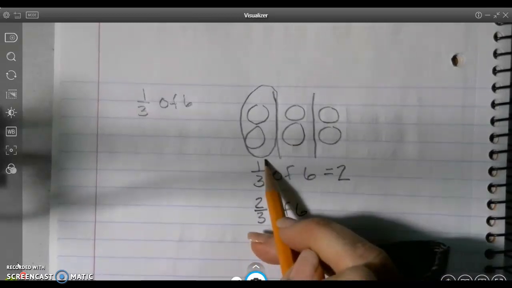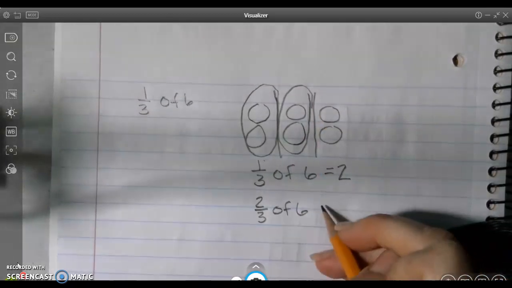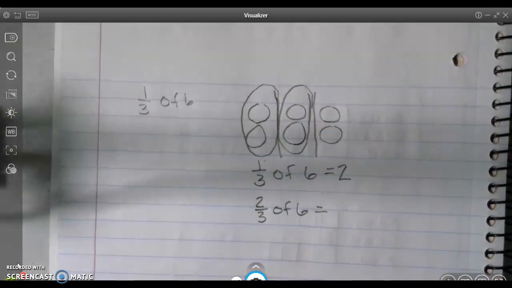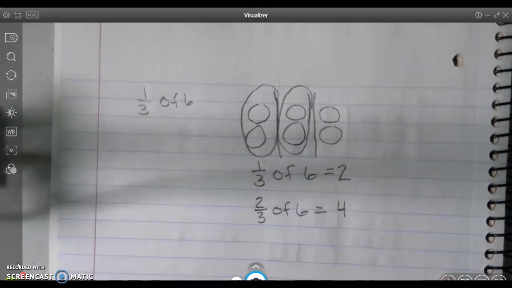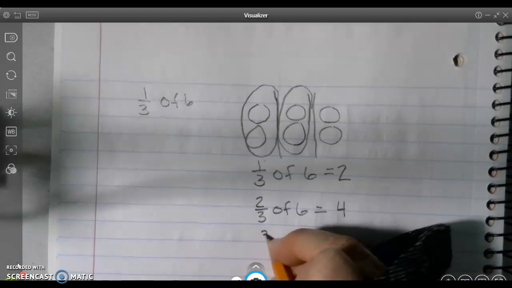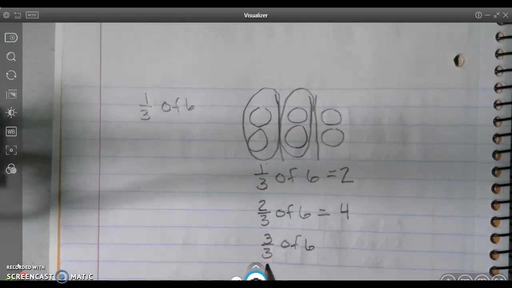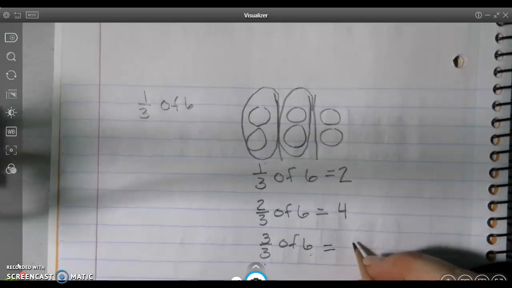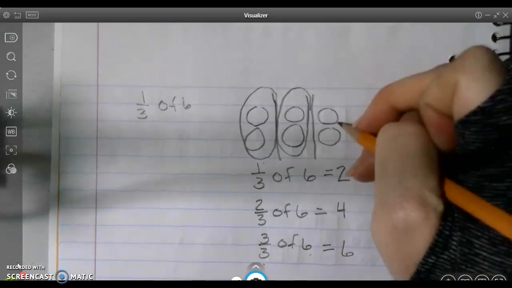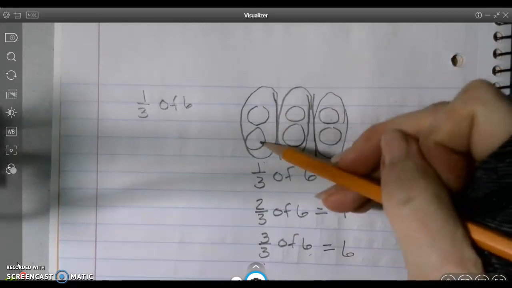If I said 2/3 of 6, that would be taking 2 parts, right? So that would equal 4. And if I said 3/3 of 6, this is a whole, right? 3/3 is a whole. So if I said 3/3 of 6, that would equal all 6. 1, 2, 3, 4, 5, 6.